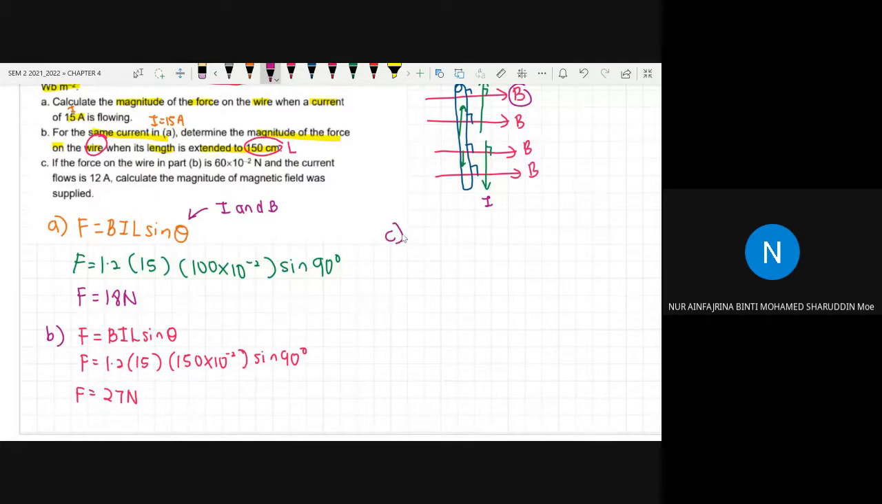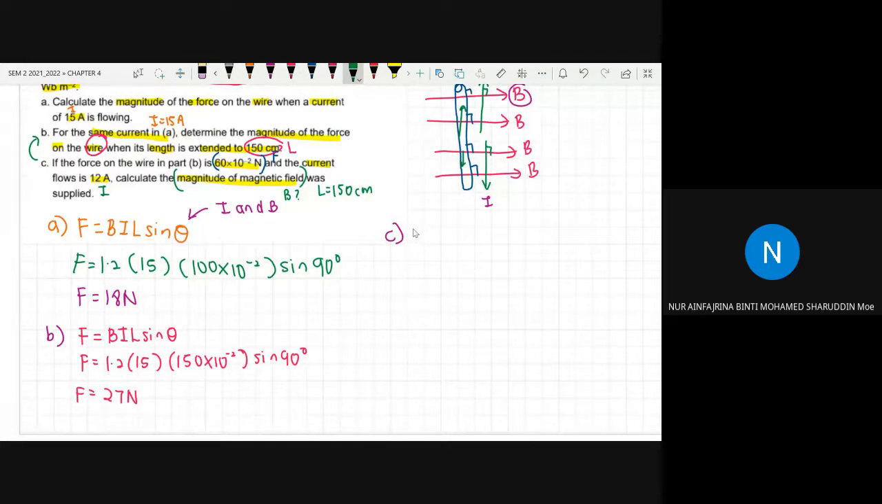And then C. Dia minta apa? Okay, dia kata if the force on the wire in part B, okay, is 60 times 10 to power of negative 2 Newton. Contoh, maksudnya ini adalah force dia. And current flow adalah 12 ampere. Okay, dia minta kita calculate the magnitude of magnetic field. Maksudnya dia minta kita calculate B kita. Tetapi length, sebab dia kata length itu kita akan pakai length yang sama dengan dekat soalan B. If the force on the wire in part B, so kita akan pakai length dia adalah 150 cm. Kita nak cari apa? Kita nak cari magnitude of the magnetic field.